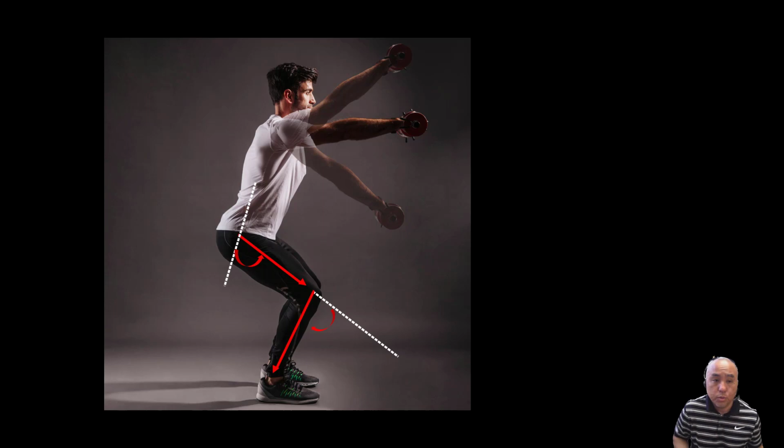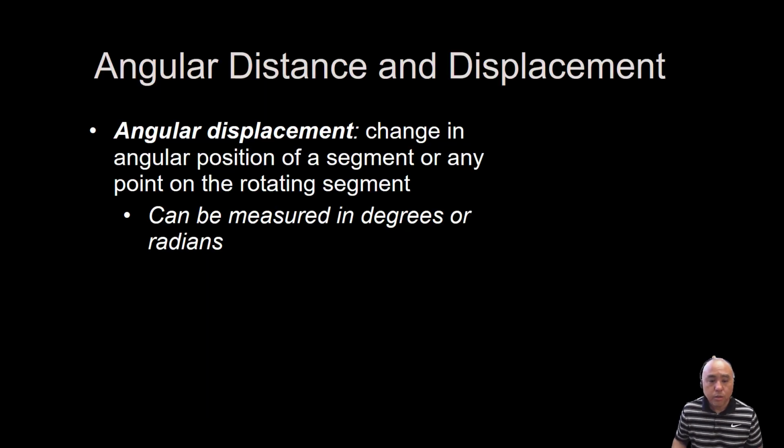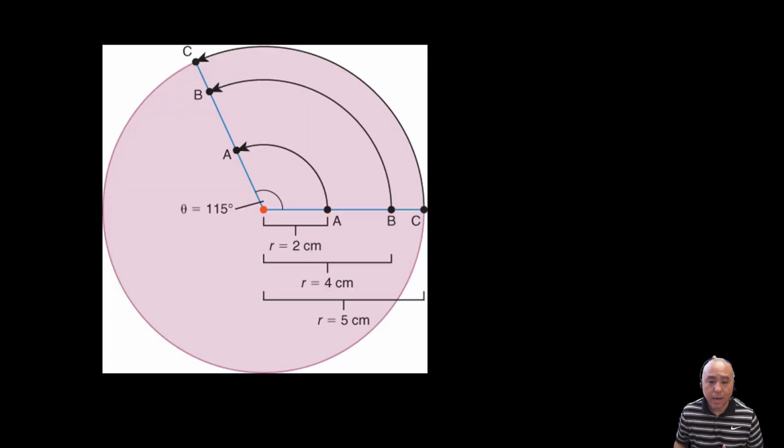Typically, trunk is measured with respect to the pelvis. So the change in angular position is otherwise known as angular displacement. It's the same thing that we discussed in linear kinematics. Again, this time we're talking about a change in angular position, which is either in degrees or radians. I'll talk about the difference between the two.